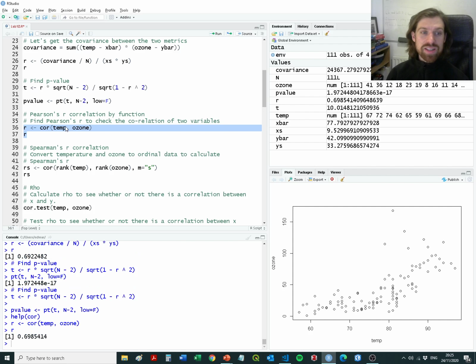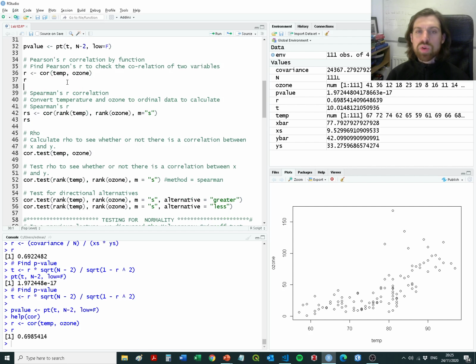And if you did, you basically just get exactly the number that we calculated by hand, pretty much, but it calculates it within just one line of code, with two individual inputs, the temperature and the ozone, so the two metrics that you're interested in correlating. So I think that should be fairly straightforward to you.